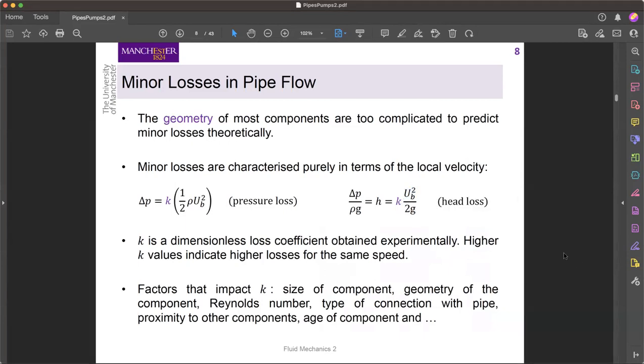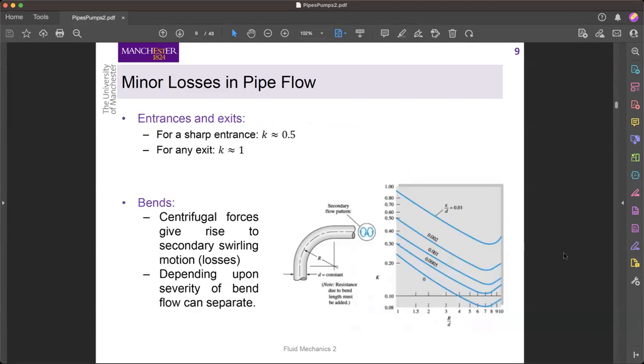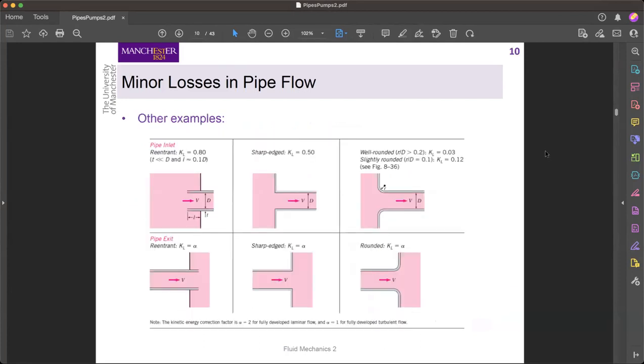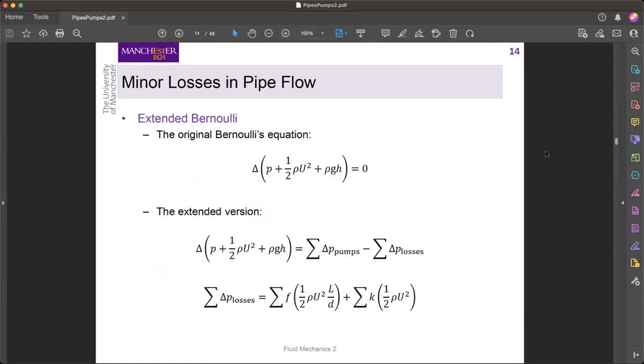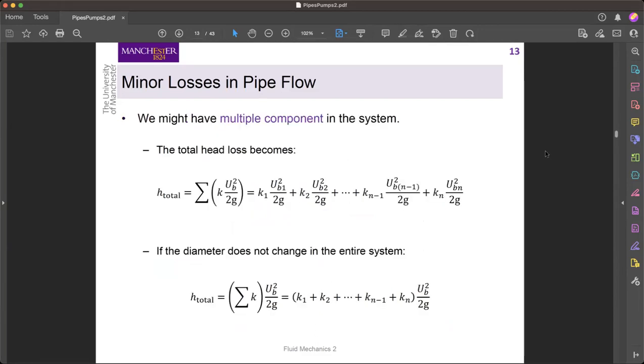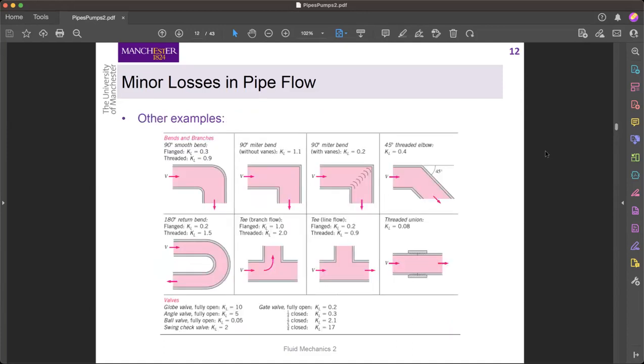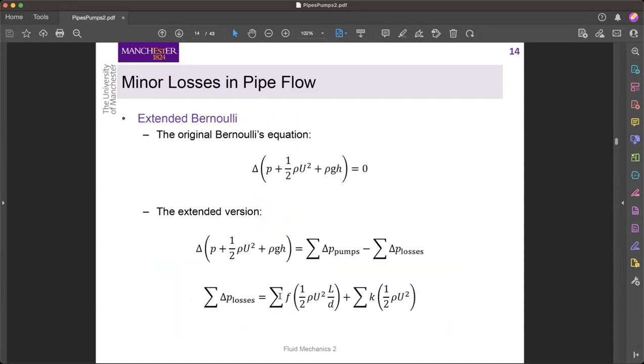Coefficients K are determined experimentally. You do not need to remember all the coefficients K, but please keep in mind that for a sharp entrance it is equal to 0.5, and for an exit it is equal to 1. That's it. All the remaining cases, feel free to forget about this. Then the energy loss in a pipe will be the energy loss due to major losses plus the one due to the local events.